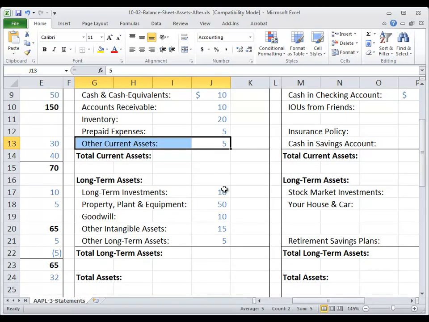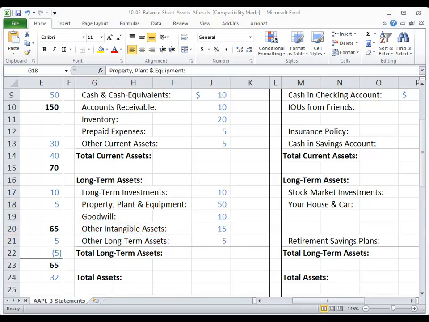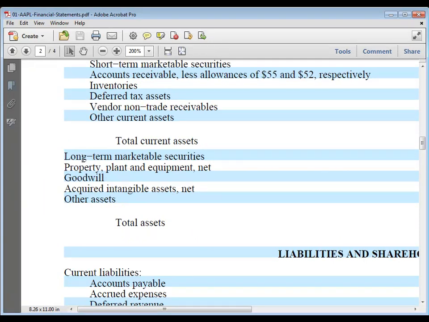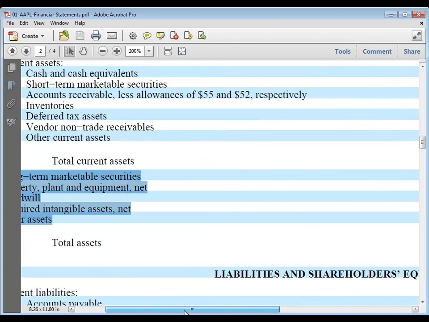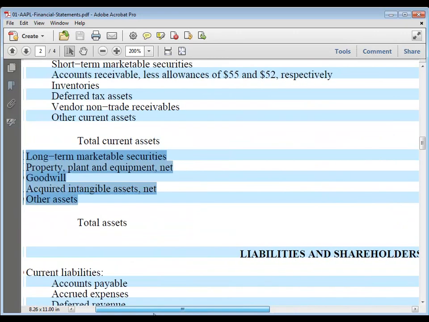Now on the long-term asset side, we see a couple of the items here: long-term investments, property, plants, and equipment, goodwill, other intangible assets, and then other long-term assets. If we go over to Apple's statements for comparison purposes, we see that they have basically the same exact categories here, so we have stuck to their balance sheet pretty closely. They have long-term marketable securities, property, plants, and equipment, goodwill, acquired intangible assets, and then other assets. And if you want, you can go over and look at the magnitude of all those items on the side as well.